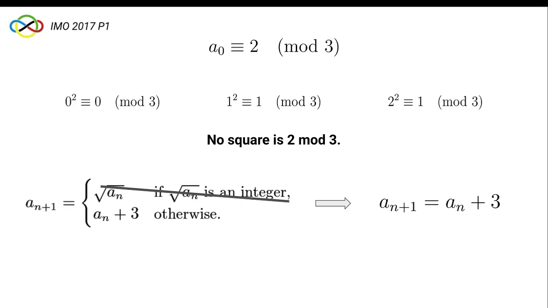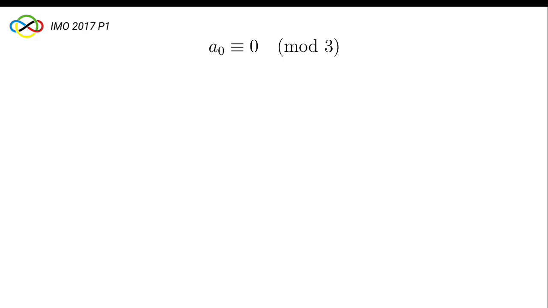So this doesn't satisfy the problem's condition, which is that it will have to end up in an infinite loop. So a_0 congruent to 2 mod 3 doesn't work. Okay, so back to our original case, which is a_0 congruent to 0 mod 3. Well, let's take a look at an example here.